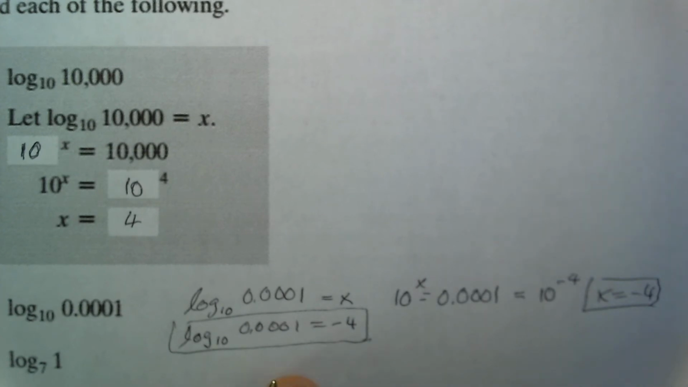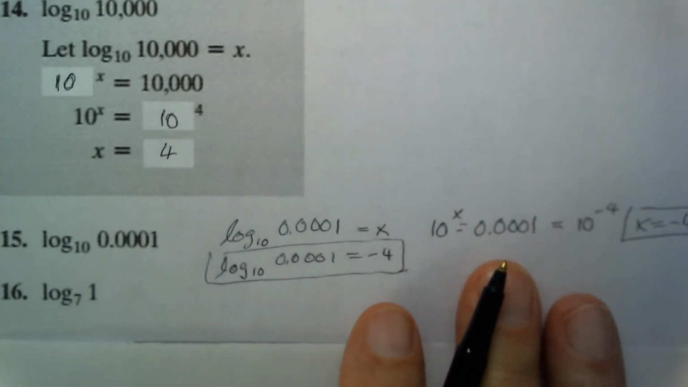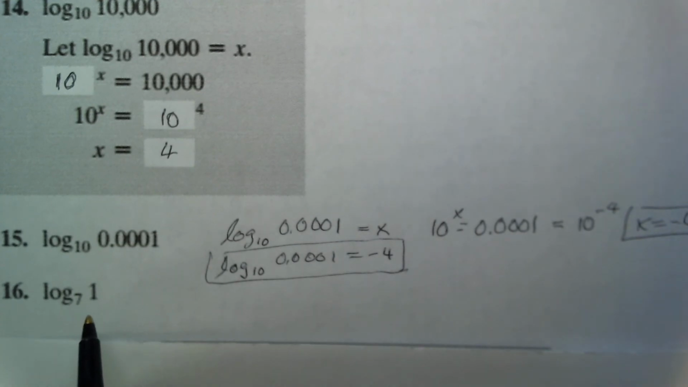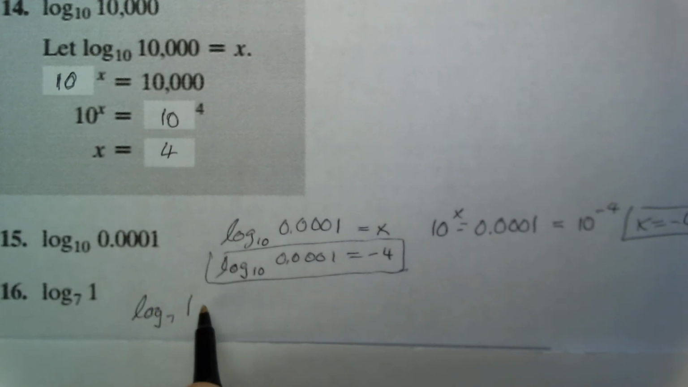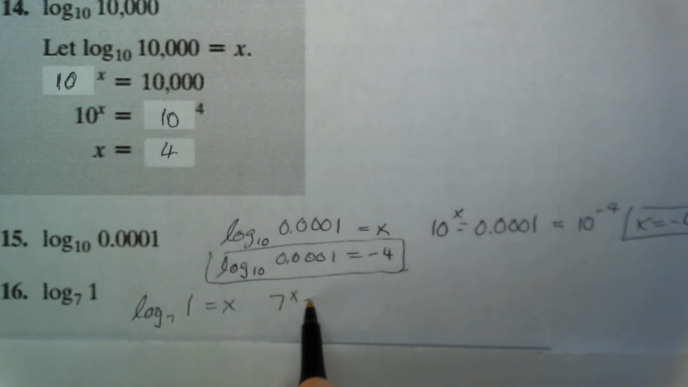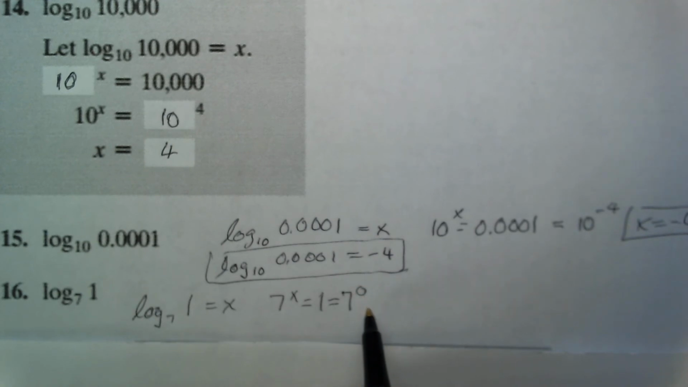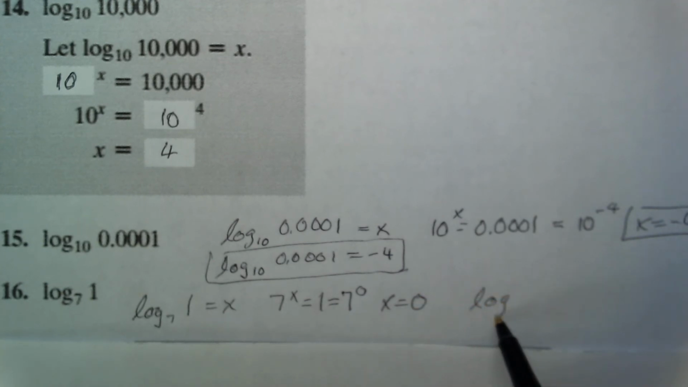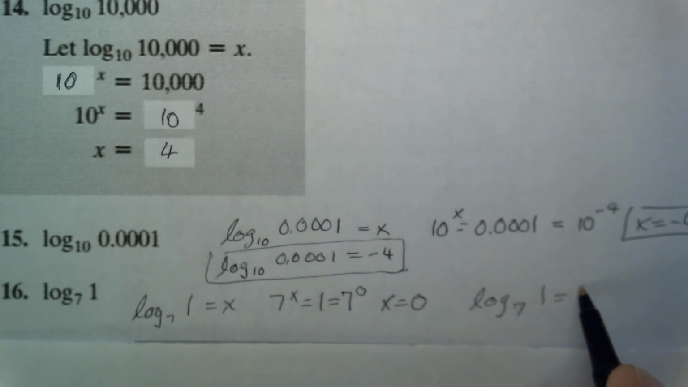Similarly, for the next exercise, we can set the log base 7 of 1 equal to x. And so that implies that 7 to the x equals 1, or we can write 1 as 7 to the 0 power, which implies that x equals 0. So therefore, log base 7 of 1 equals 0.